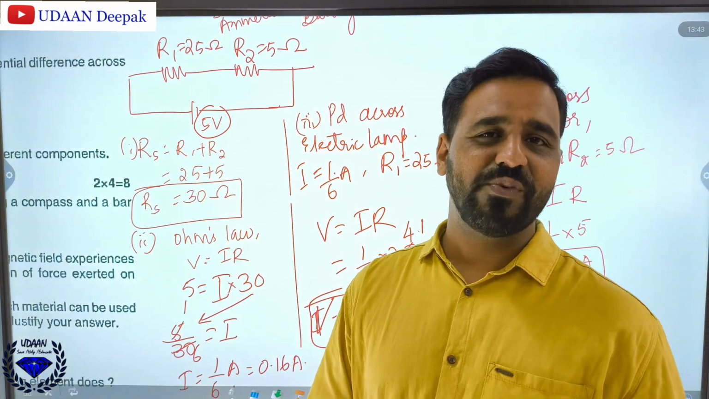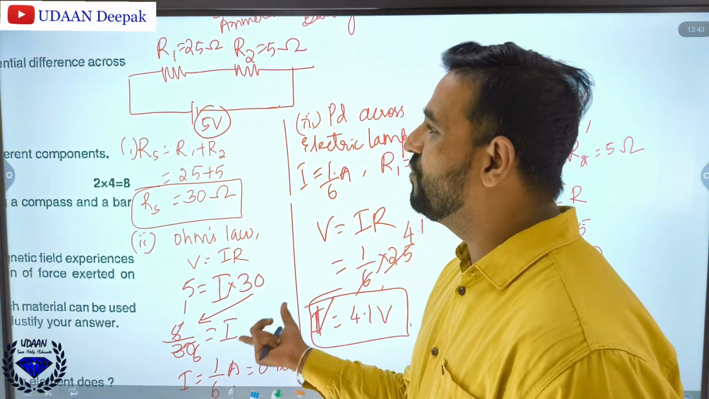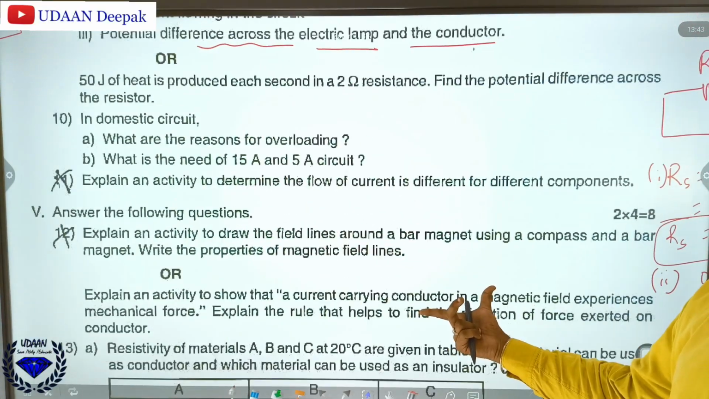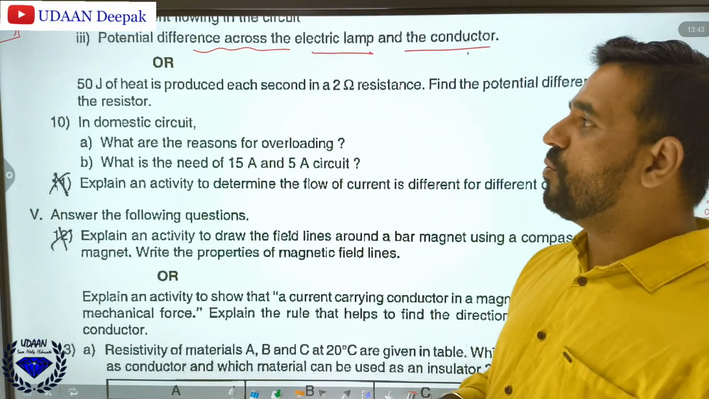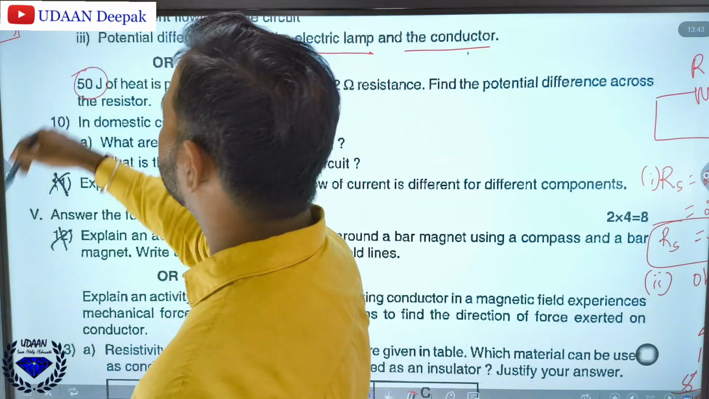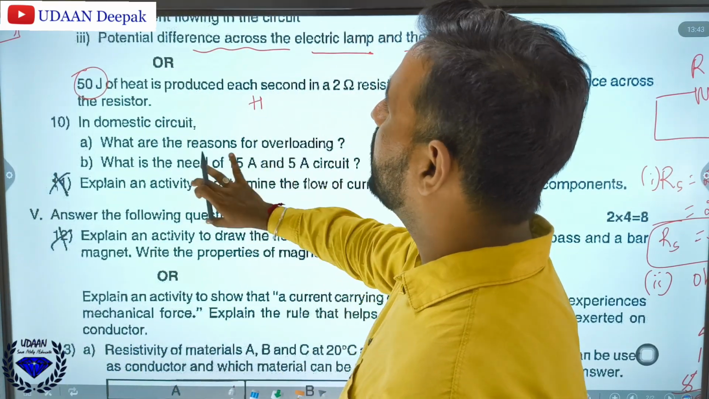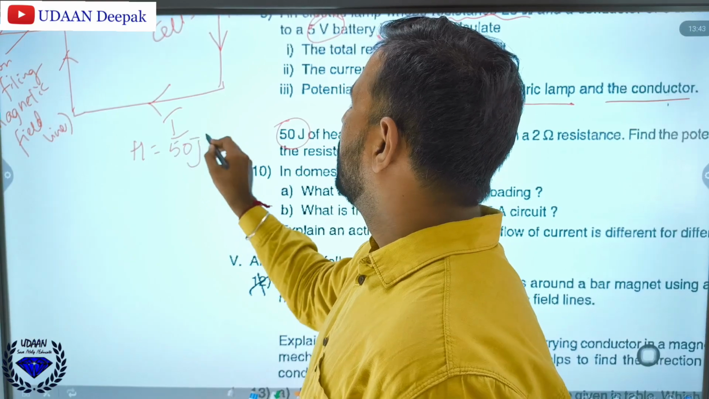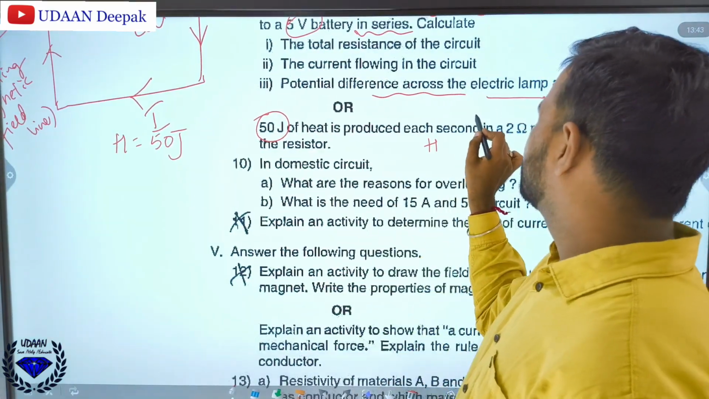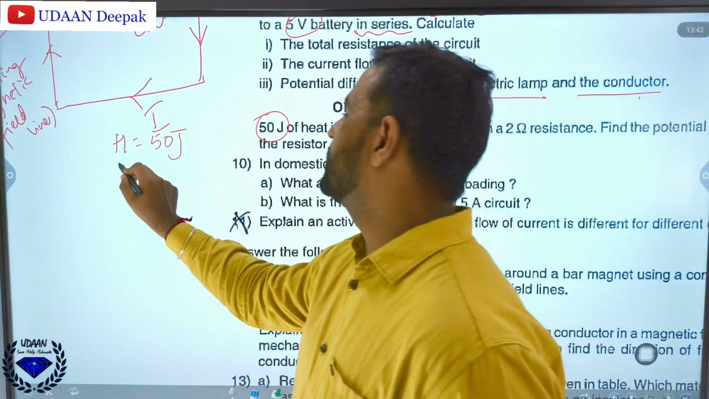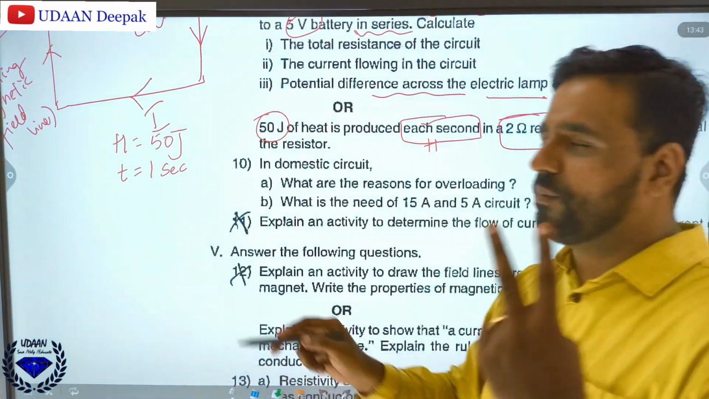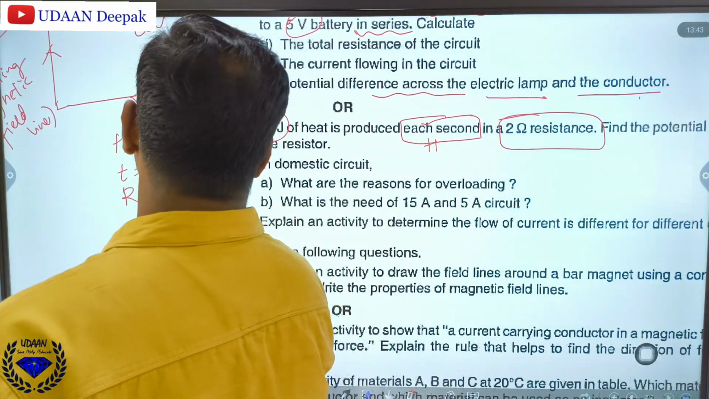Very difficult this one was. So I will be solving the second one. I prefer to solve the OR sum because it was very easy. See, 50 joules of heat is produced each second. So what they are telling is heat is given, that is H is equal to 50 joules, and each second means time is 1 second, and resistance is 2 ohm.